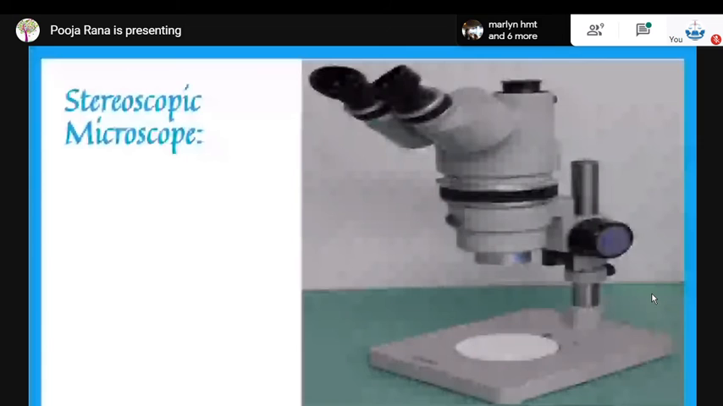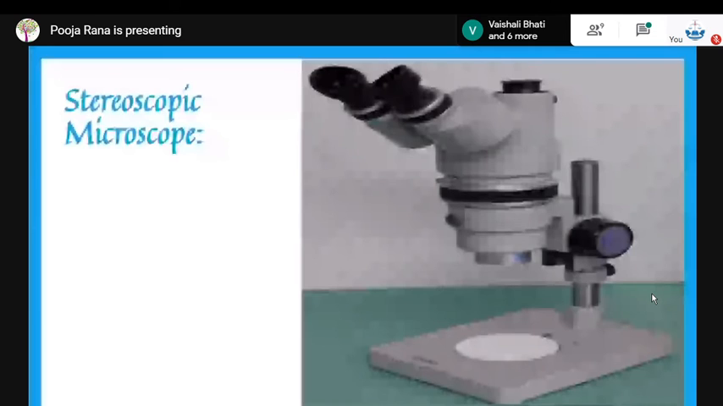The light would be falling onto that particular sample, and then it would be getting reflected to the lenses, to the objective lens, and then to the eyepiece. So then an image would be produced, right? So it is a solution for those samples which are opaque in nature and through which the transmitted light cannot pass. All right.